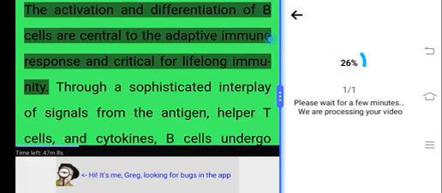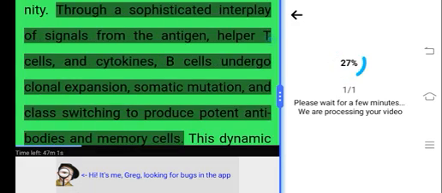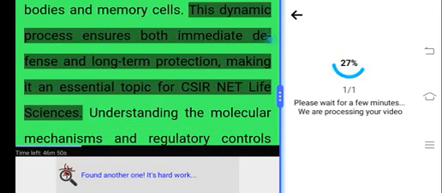Conclusion. The activation and differentiation of B cells are central to the adaptive immune response and critical for lifelong immunity. Through a sophisticated interplay of signals from the antigen, helper T cells, and cytokines, B cells undergo clonal expansion, somatic mutation, and class switching to produce potent antibodies and memory cells. This dynamic process ensures both immediate defense and long-term protection, making it an essential topic for CSIR-NET life sciences.